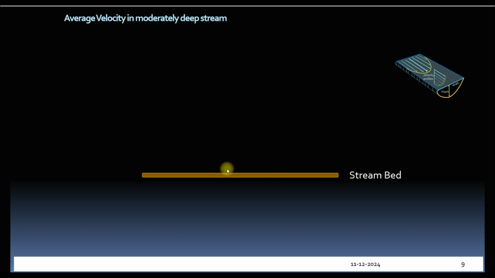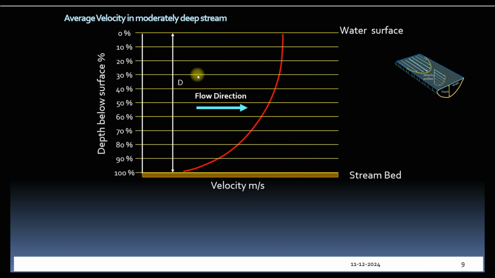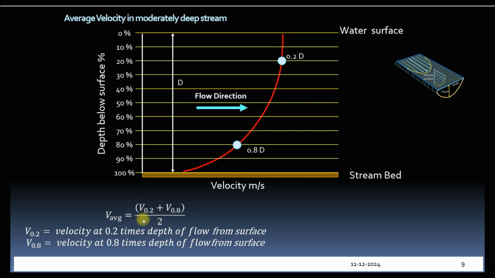However, velocity cannot be measured at all points along depth. In a moderately deep stream, the average velocity at 0.2d, that is 20% depth from the top surface, and 0.8d, that is 80% of depth from the top surface, is taken as representative velocity. 0.8d is chosen because it is closer to the bed, where velocity is influenced by bottom friction. Below this depth, silt may interfere, whereas 0.2d is closer to the surface, where velocity is influenced by surface shear stress and turbulence.